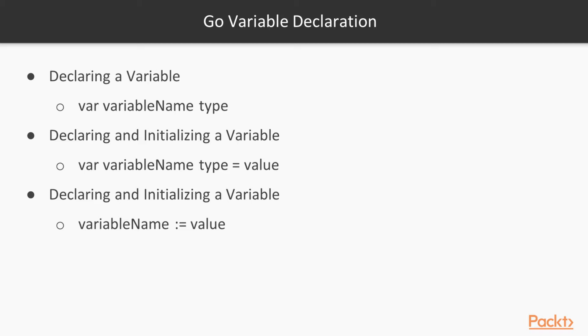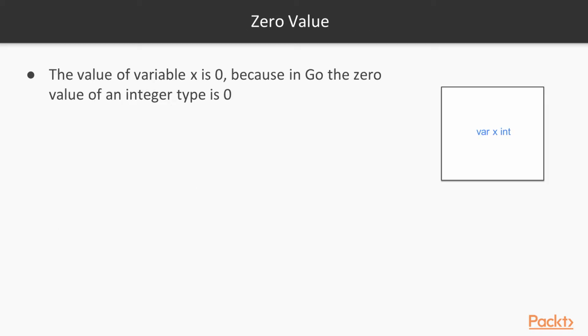Finally, in the third example, the := operator is a shorthand notation that we use for both declaring a variable and initializing a variable. Even though we haven't stated the type of the variable, Go figures out what type the variable is. The zero value. Variables that are declared without an initial value are given their zero value. Every type in Go has a zero value. For numeric types, the zero value is 0.